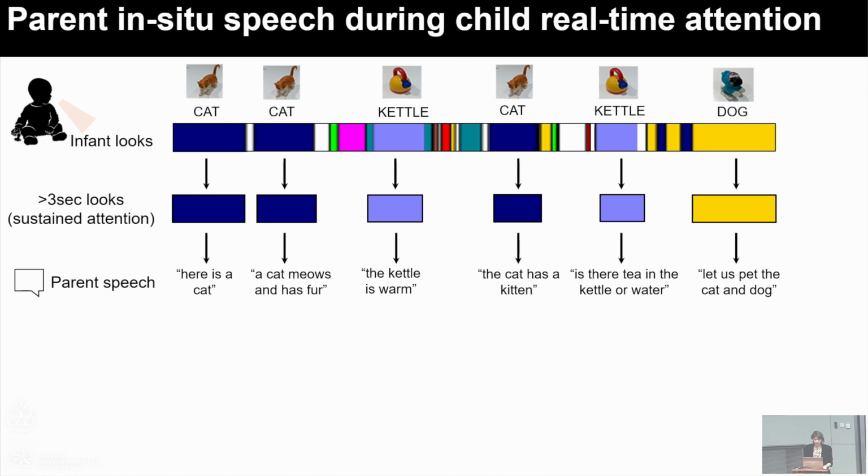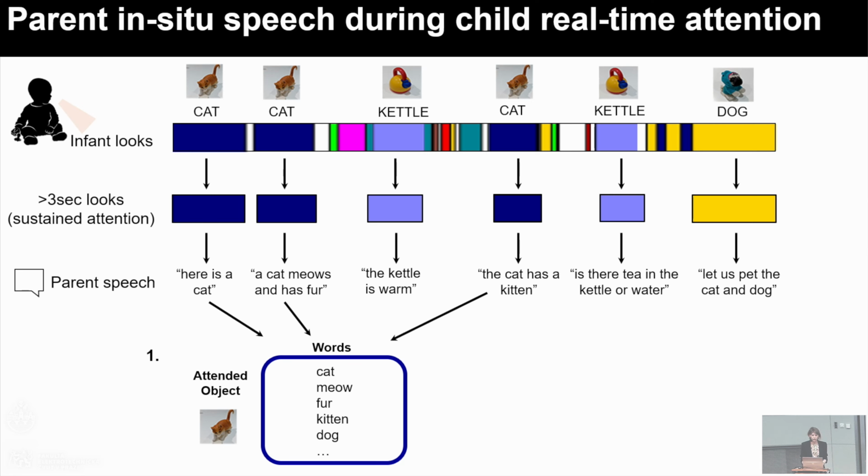And what this enabled us to do is to determine, for each of the objects that children attended to, what words they heard every time they saw that object throughout the play session. Secondly, what we could do is take all the instances where parents named a toy in our experiment and identify what objects they attended to when they heard that word. And we used these two approaches as a way to answer our two questions.